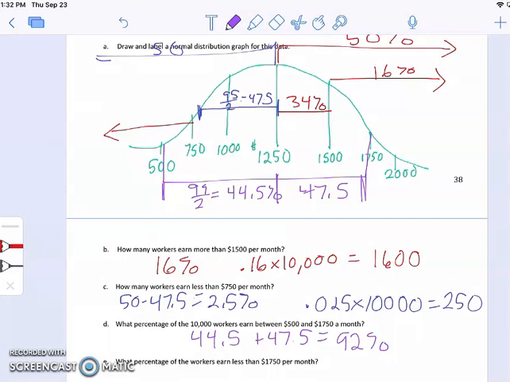And the last one: what percent earn less than 1,750? I'm going to look at that again. Well, 1,750 is 2 standard deviations above the mean, and we want less, so we want all the way down. So that would be 50 plus 47.5, which is 97.5%.